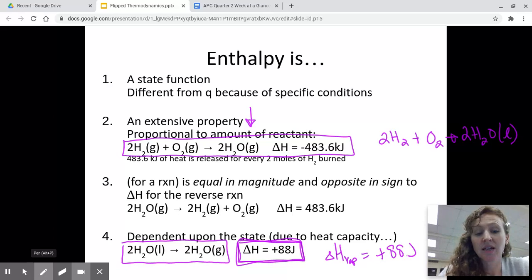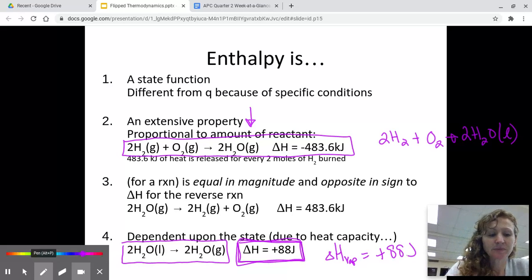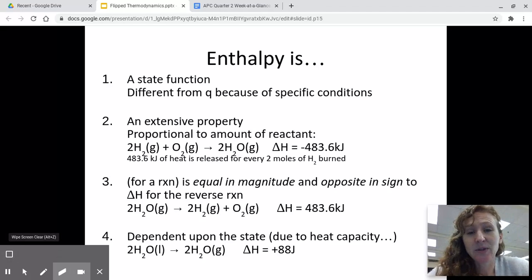In order to take water from a liquid and turn it into a gas, in order to take 2 moles of water from a liquid and turn it into 2 moles of gas, the water, our system, the liquid water, needs to absorb 88 joules of energy from the surroundings in order for this phase change to occur. So enthalpy is dependent on the state. You have to be careful which states you are talking about. All right, now would be a good time to pause this video and see, can you name these 4 things off the top of your head for enthalpy?